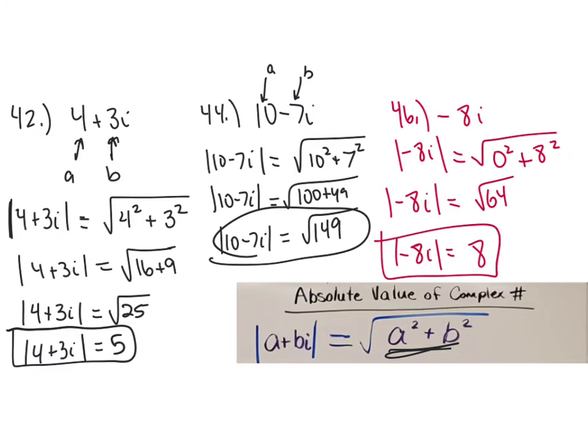And that should make sense. If you made your grid and you went down 8, it's really easy to count 8 units to the origin. So that should make sense.